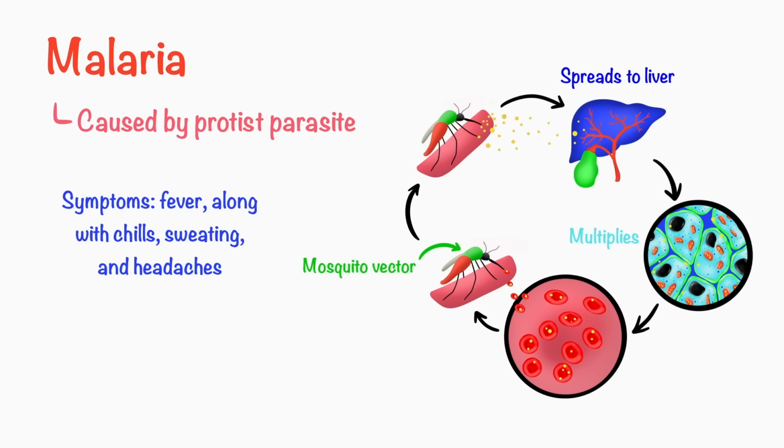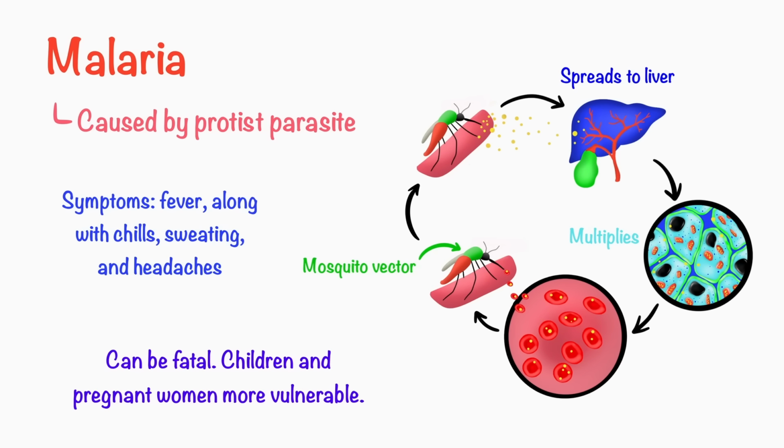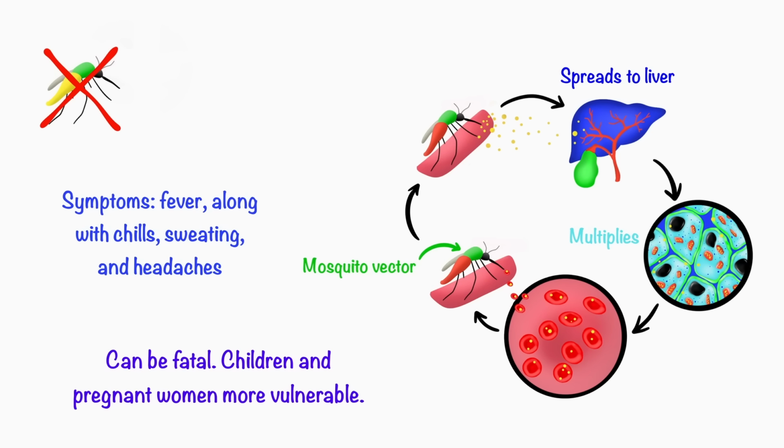These fever cycles correspond to stages in the parasite's life cycle. These episodes can be very severe and, in some cases, fatal. Malaria is particularly dangerous for young children and pregnant women. The spread of malaria can be controlled by preventing mosquitoes from breeding.